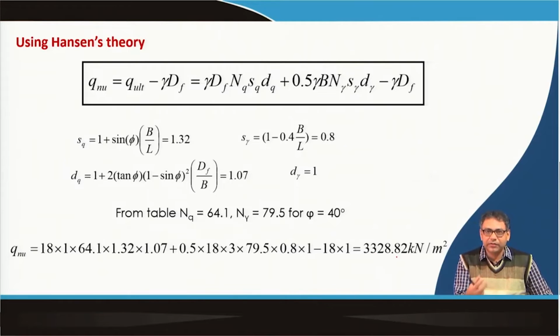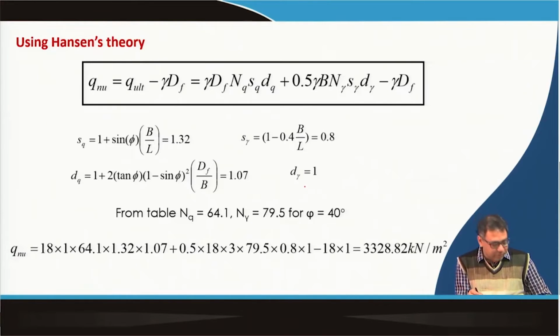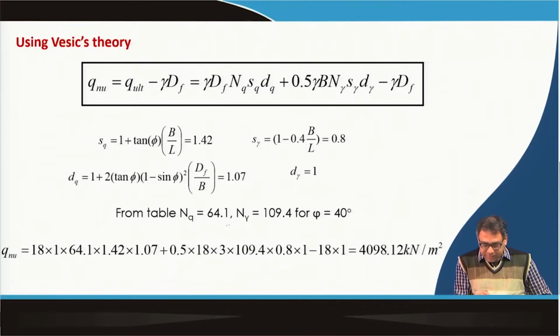We only have to take these factors from the table, put in the values, and you will get the bearing capacity. You have to select the proper bearing capacity factors corresponding to the different theories. Okay. And then as per Vesic also I will get this value, which is 4089. I will get Sq, S gamma, Dq, and D gamma as 1 as per Vesic, and as per Hansen also D gamma is 1. So, this is the bearing capacity factor and I will get this value.